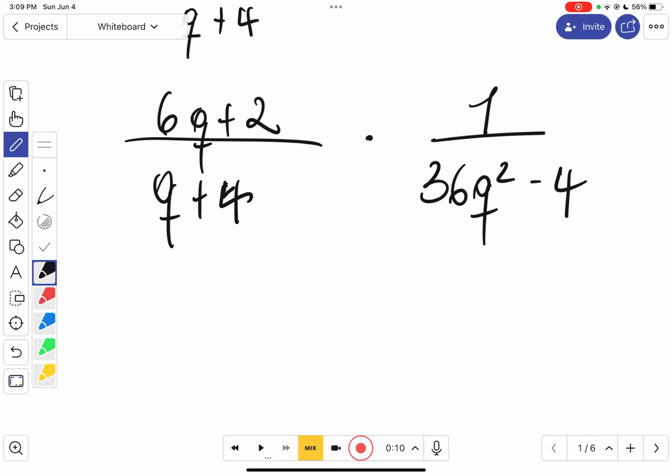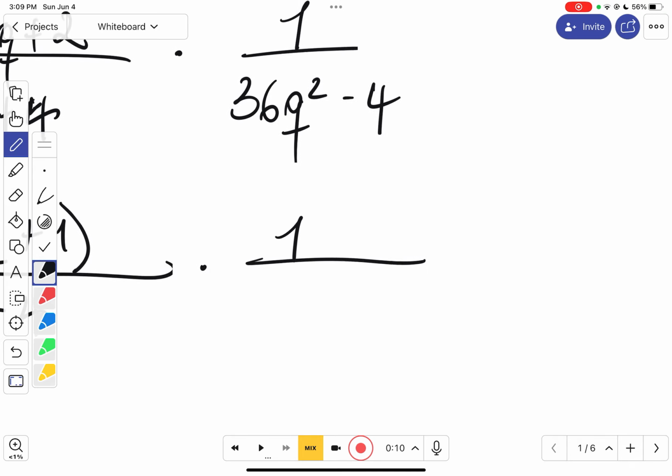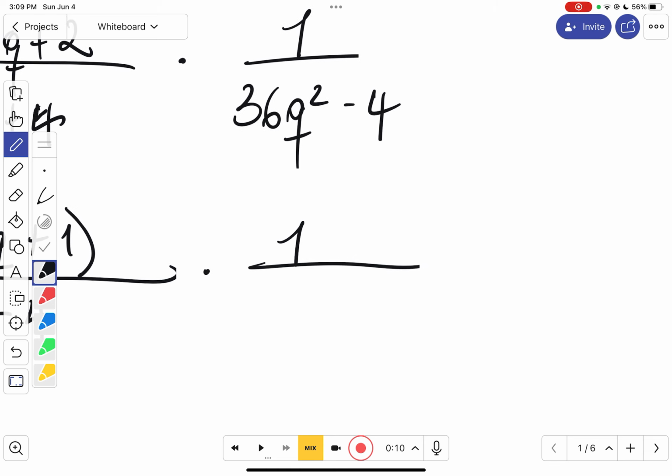First we factorize the first term by putting 2 outside: 2 times 3q is 6q, and 2 times 1 is 2, so it's 2 factor of 3q plus 1. We keep the q plus 4 because we can't factorize it any further, and we factorize the difference of squares, 36q squared minus 4. The square root of 36q squared is 6q, and the square root of 4 is 2. So it's going to be 6q minus 2.